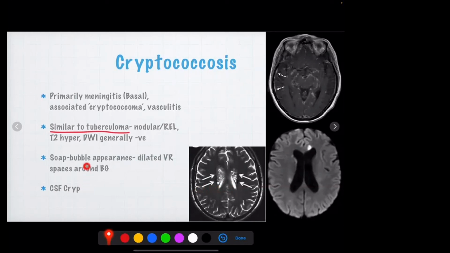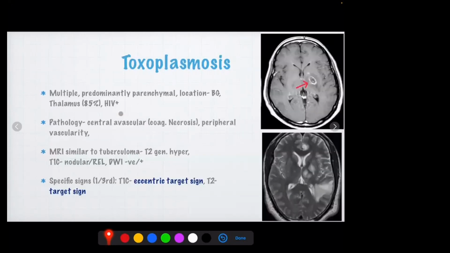Another thing is that this is primarily a meningitis, not a primary parenchymal lesion. So meningitis would commonly be there on top of these cryptococcomas. For example, contrast it with toxoplasma, which would have more of a parenchymal lesion compared to meningitis. As I said, it's more of a parenchymal disease. Location, 85% of times in toxoplasma would be basal ganglia and thalamus.